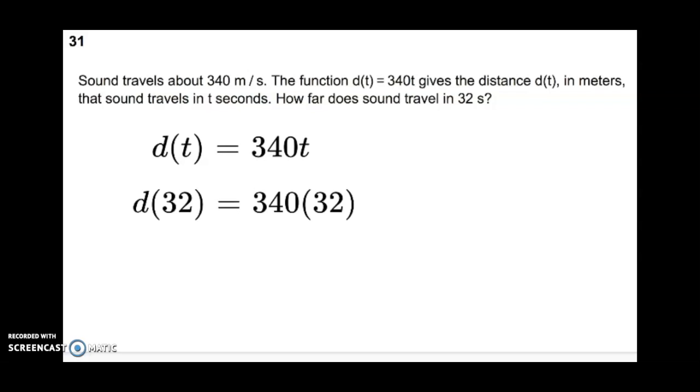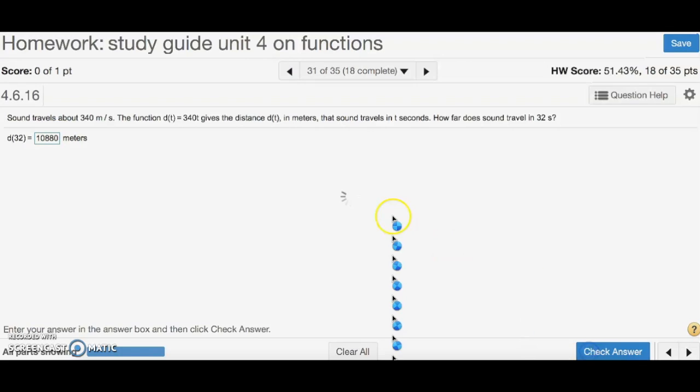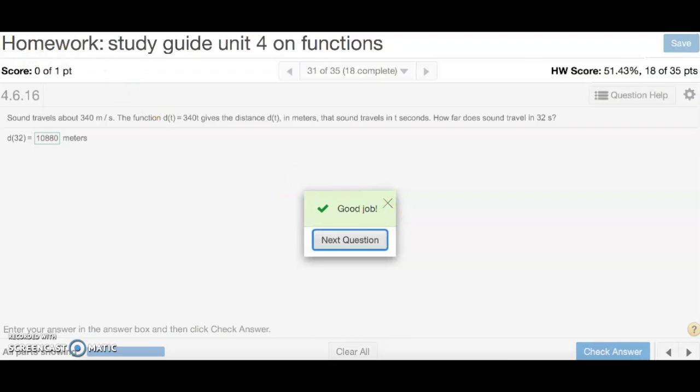340 times 32 will give me 10,880. So let's put that in. So type in 10,880. That's the answer for number 31.